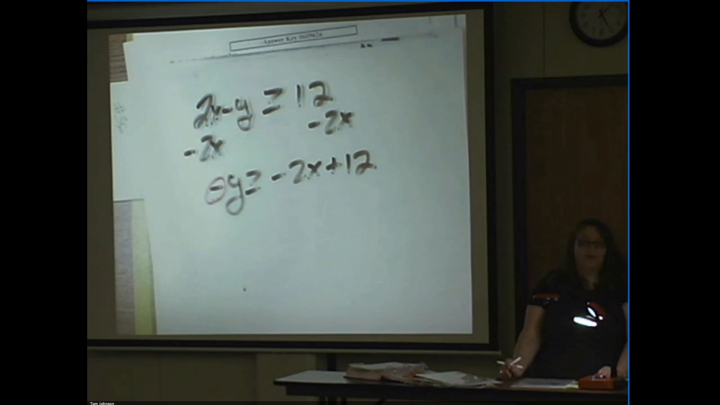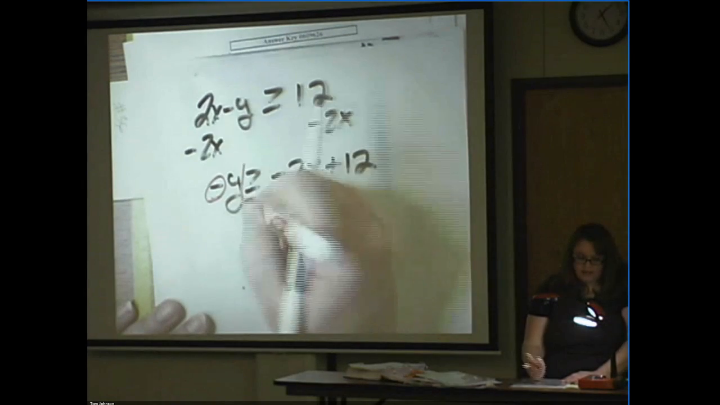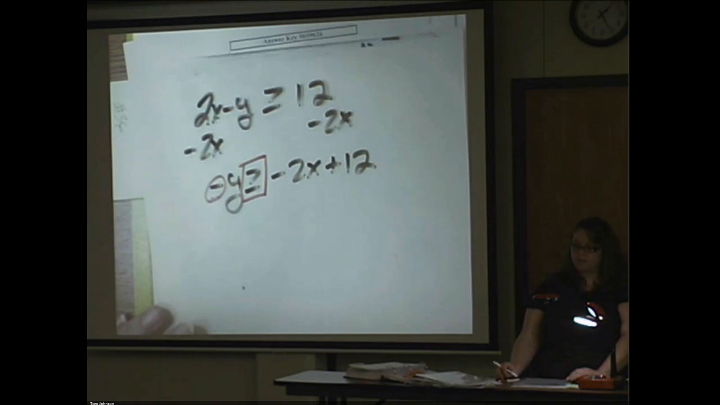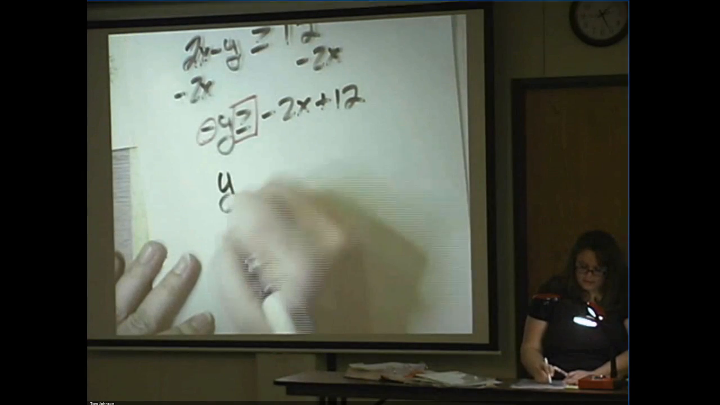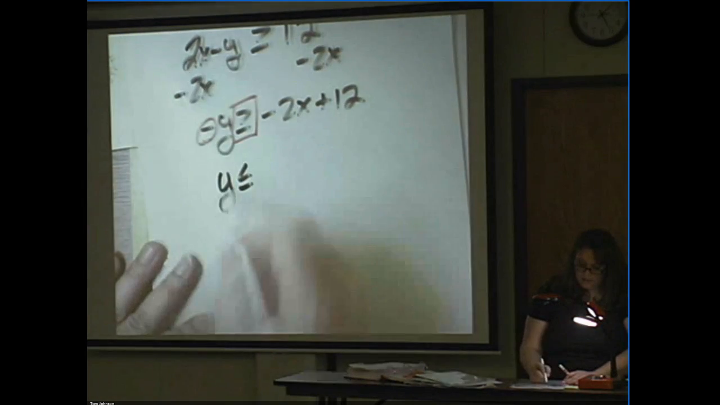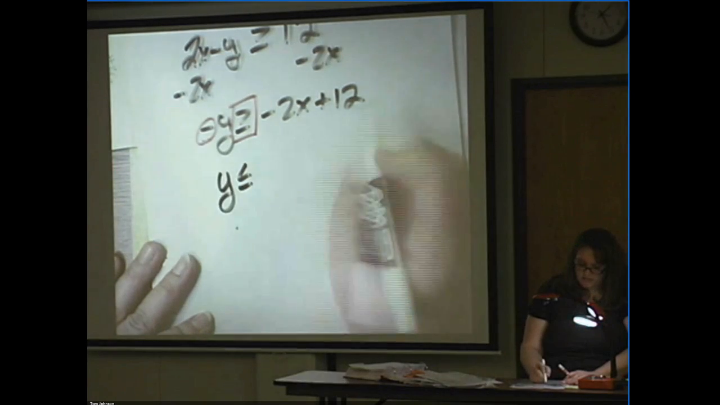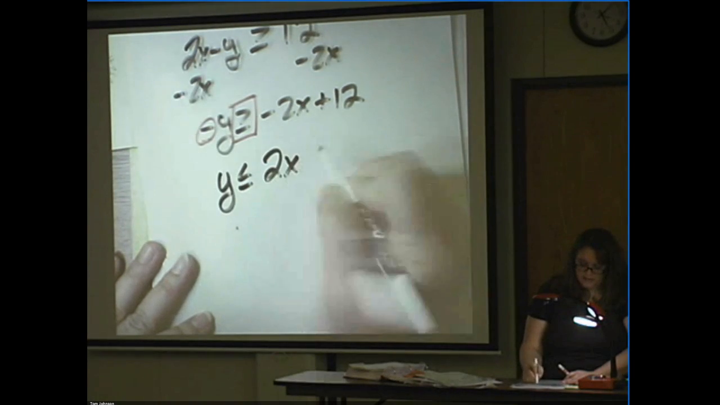Either multiply or divide by a negative 1. It doesn't matter here which one I choose to do. However, when I do it, this inequality is going to change directions. And that's one thing that we want to remember. Anytime you multiply or divide by a negative, your inequality changes directions. So I get positive y, so I'm going to change all the signs to the opposite. I get 2x and a negative 12.